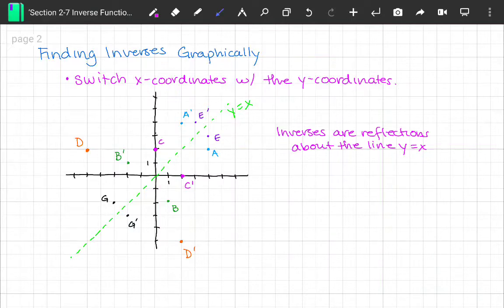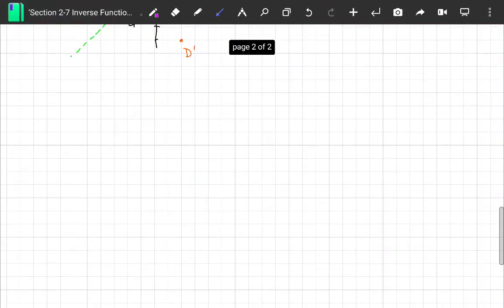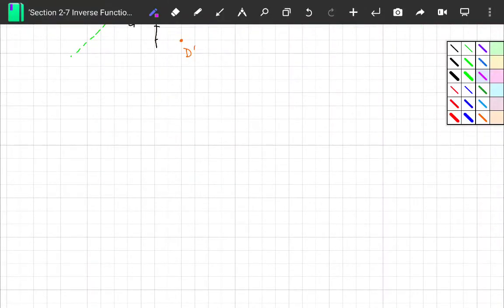So, for instance, let me go ahead and do an example here. For example, let's find the inverse of y equals x squared. And we can do it algebraically or we could do it graphically. So let's try it both ways. Let's try it algebraically, let's try it graphically. So algebraically.